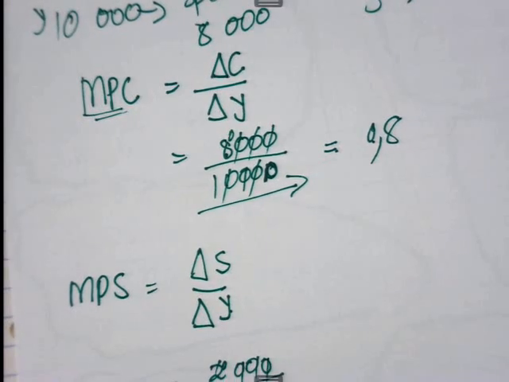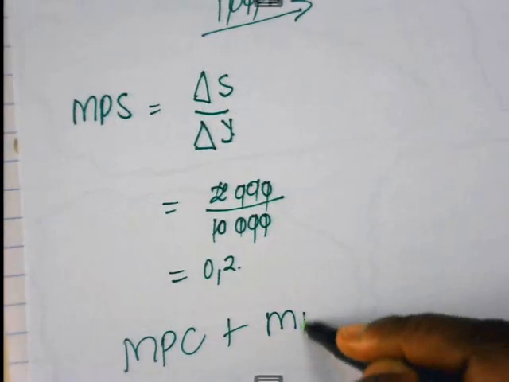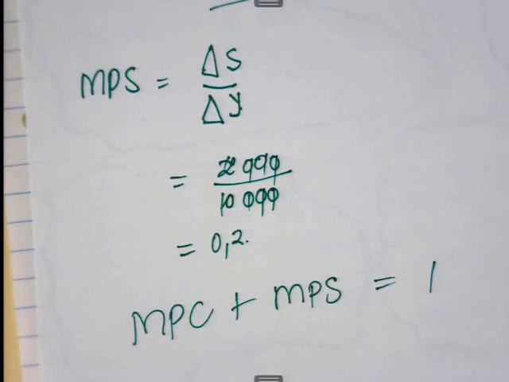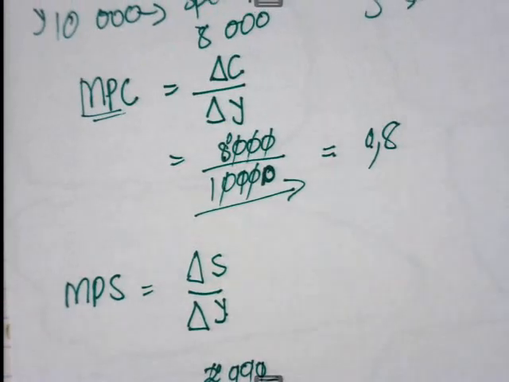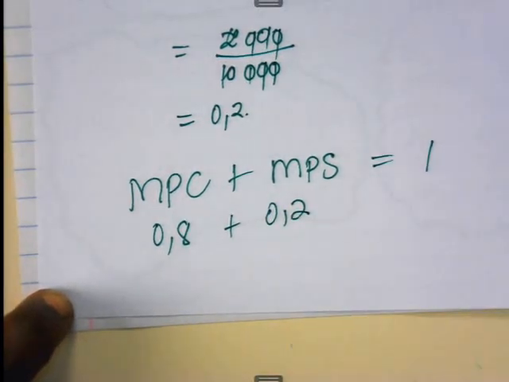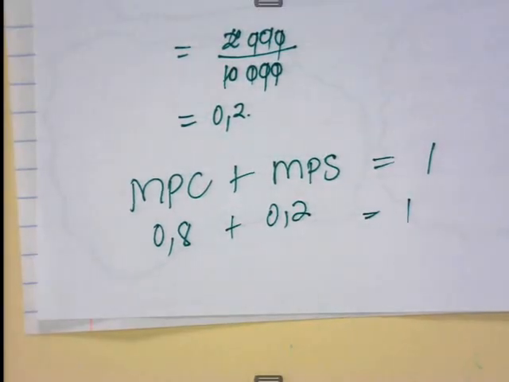When we add the value of MPC to the value of MPS, it must be 1. Why? Because from your income, when you add your spending to your saving, the answer must always be your total income. Whatever you did not spend, when you add it to what you have spent, it must always give you your income. So if you check this one, we're saying that MPC is 0.8, and then MPS is 0.2. If we add 0.8 to 0.2, the answer is 1. You must bear that in mind. Very important. MPC added to MPS, the answer is always 1.